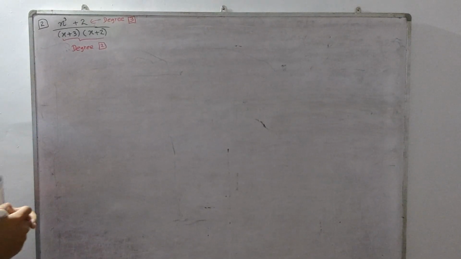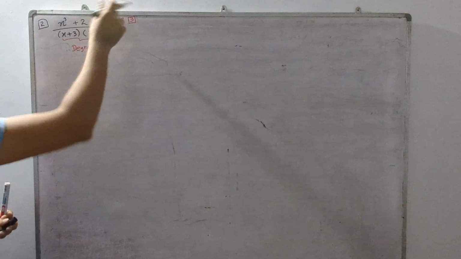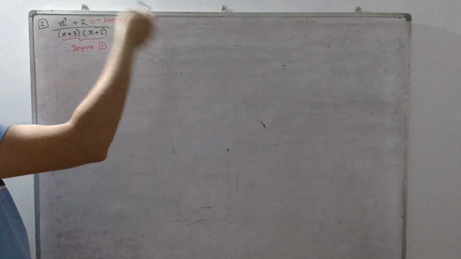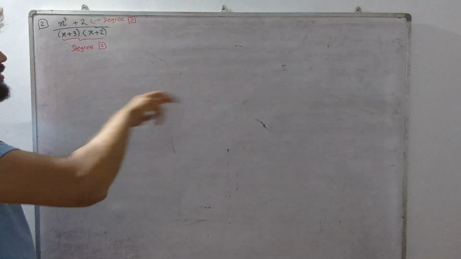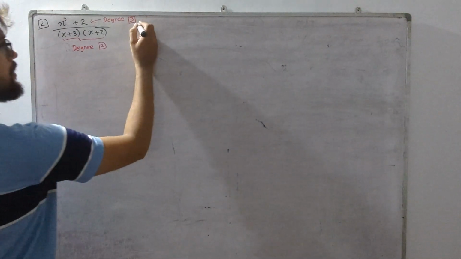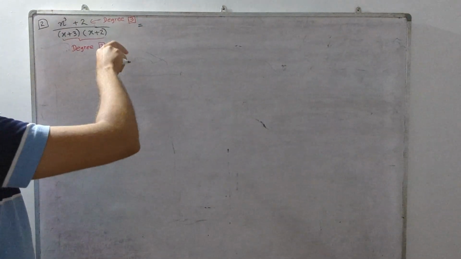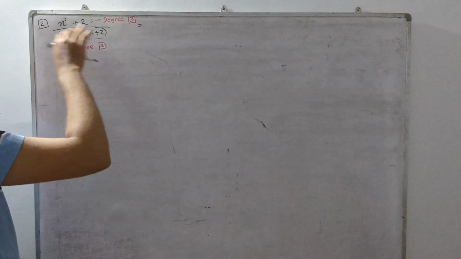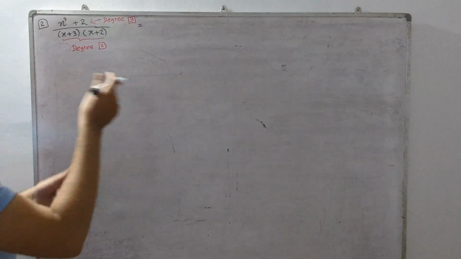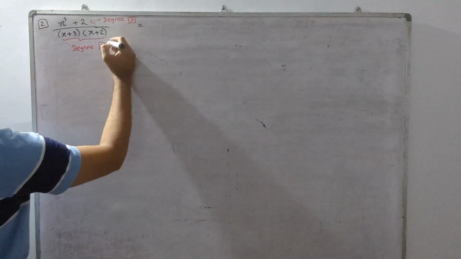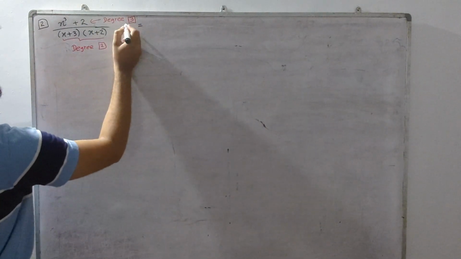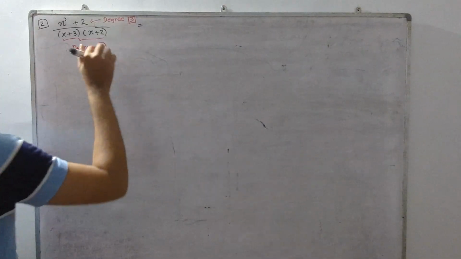So we have to look at the difference of these. If the numerator degree is less than the denominator degree, we don't need to look at this part, but if the numerator degree is greater than the denominator degree, we have to look at the difference of these degrees. 3 minus 2 equals 1.